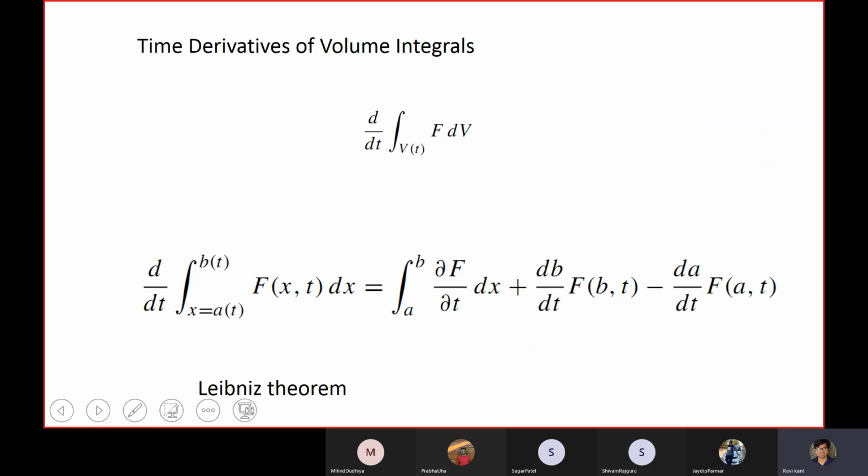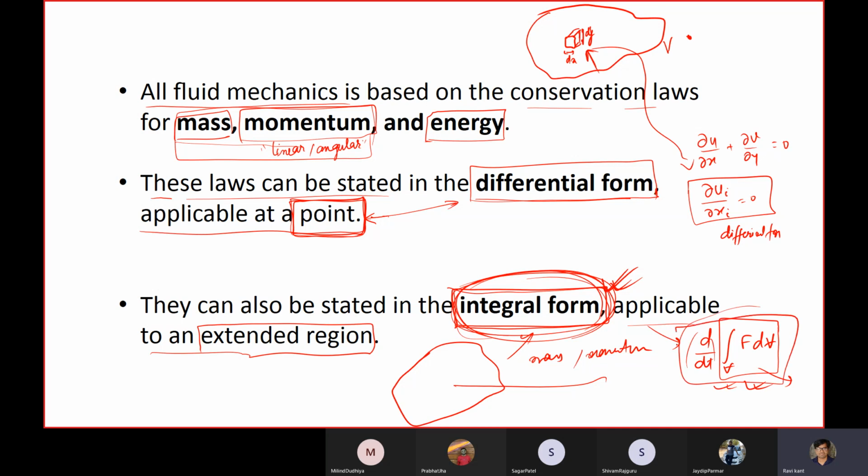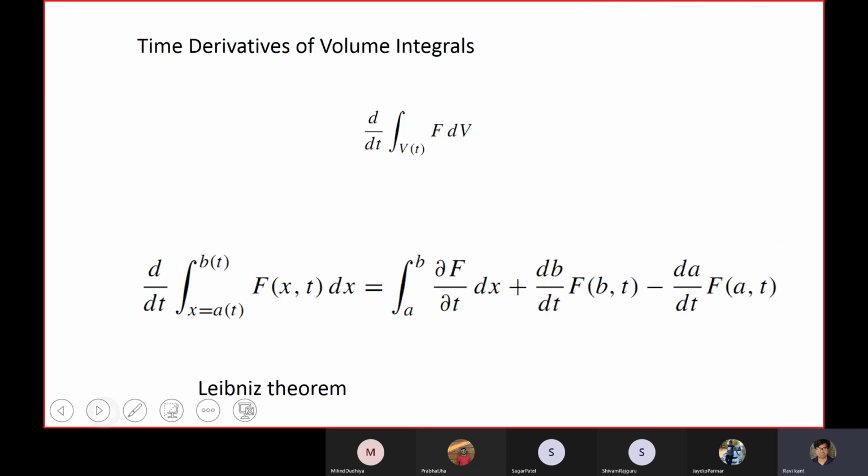To understand the integral form, the usual integral forms that we are going to come across is the time derivative of any integral. Any integral which is associated with the time derivative, usually we will come across this kind of form, and we have to tackle this integration in a particular way. I mean, we need to solve it, obviously, so we need to simplify it. While simplifying, we will take help of something called Leibniz theorem.